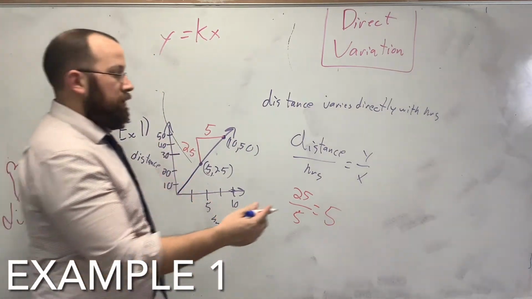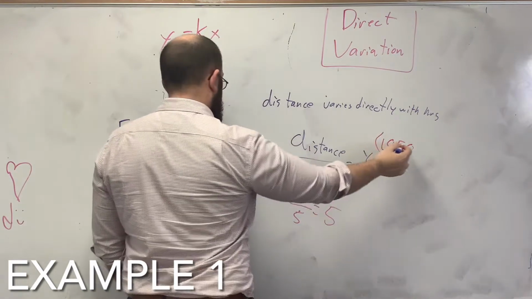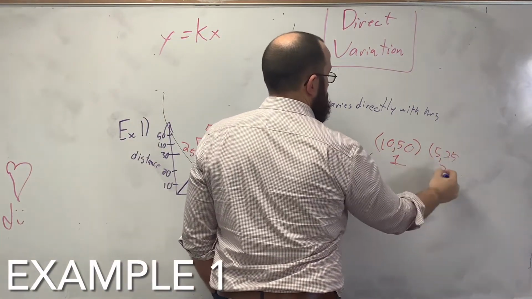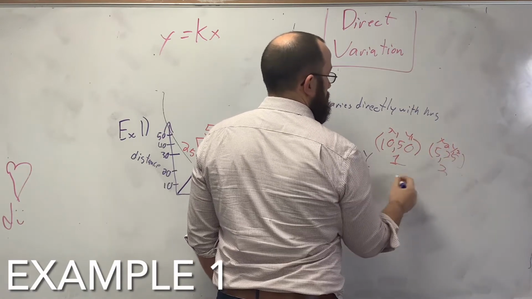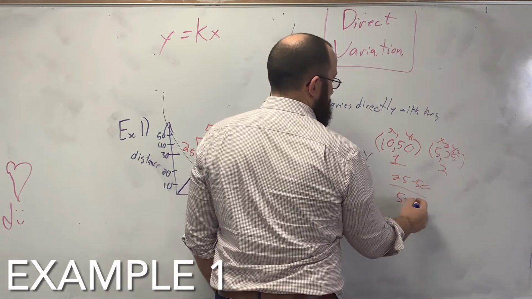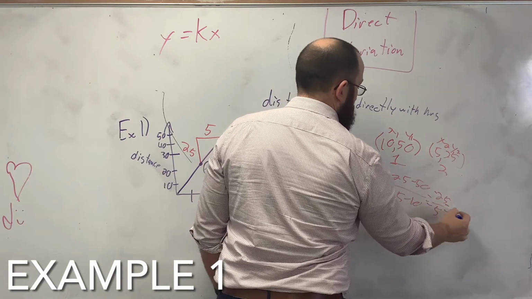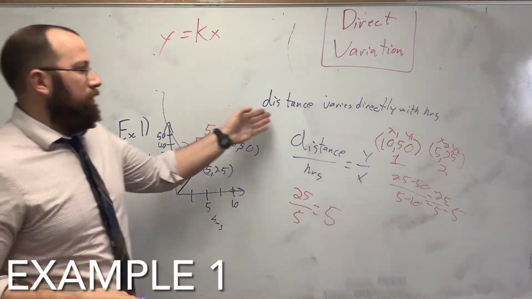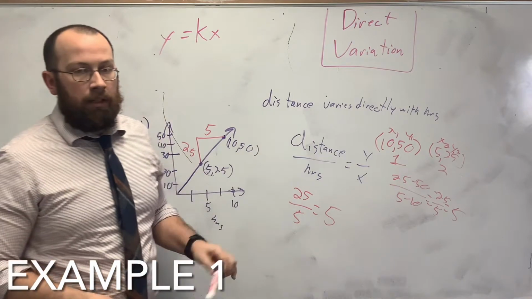If you want to use the slope formula, you do (10, 50) and (5, 25): x1, y1, x2, y2. 25 minus 50, over 5 minus 10, which gives you negative 25 over negative 5, both negative, which is just 5. There you go. So the distance varies directly with hours. Distance will be your y, hours will be your x.